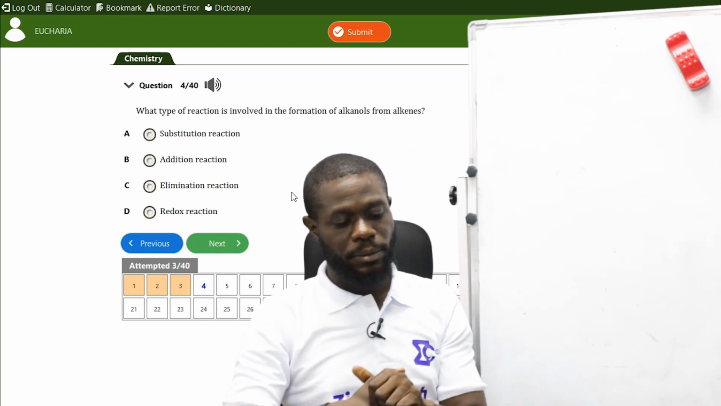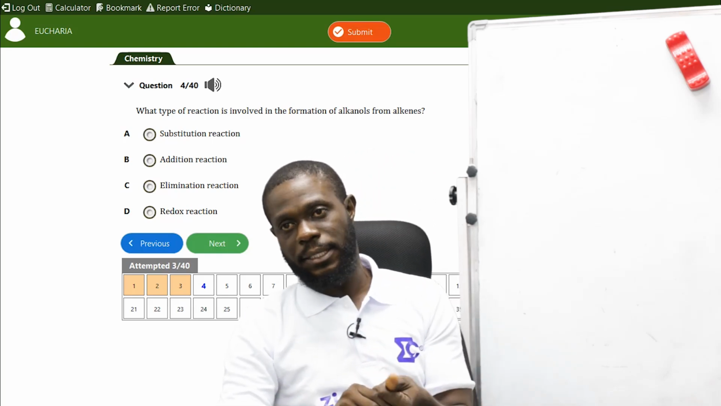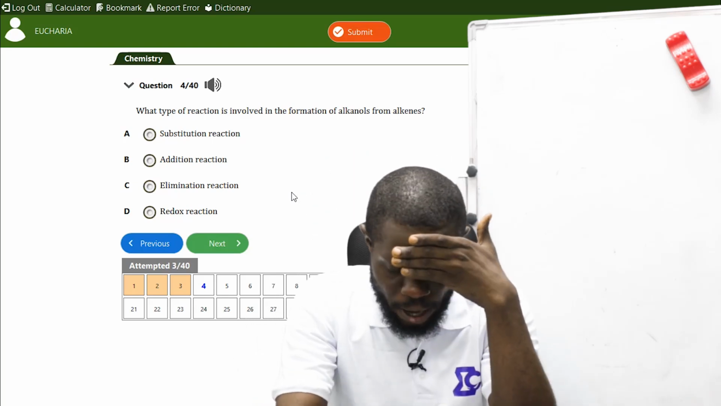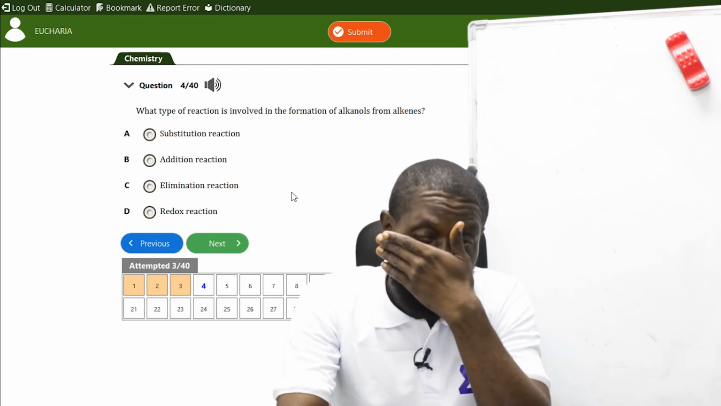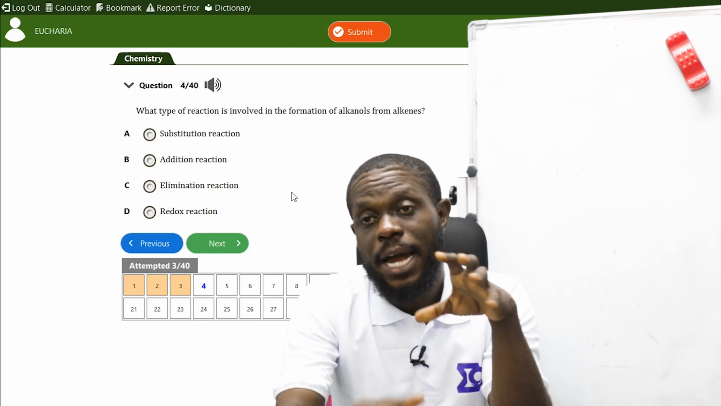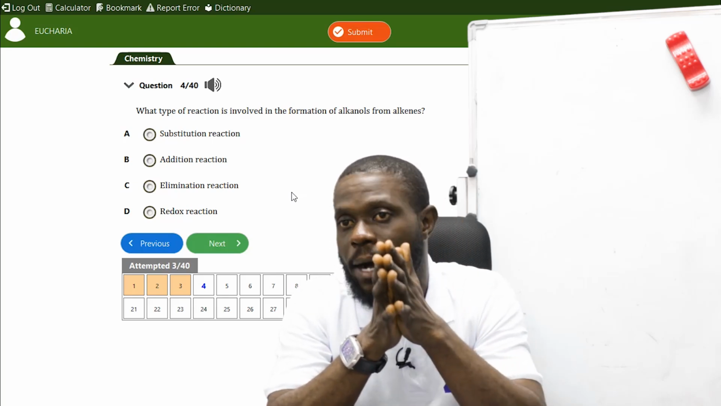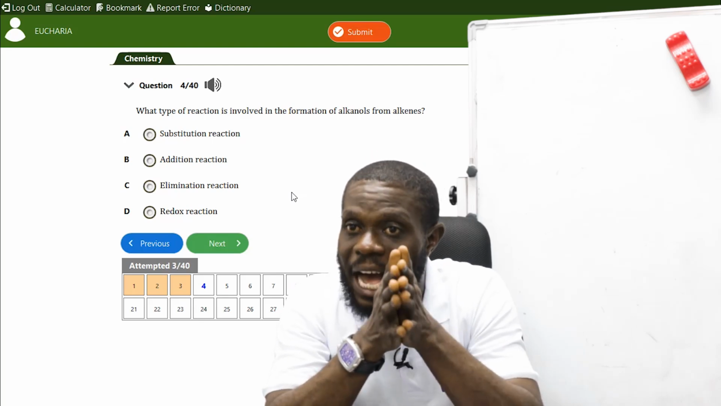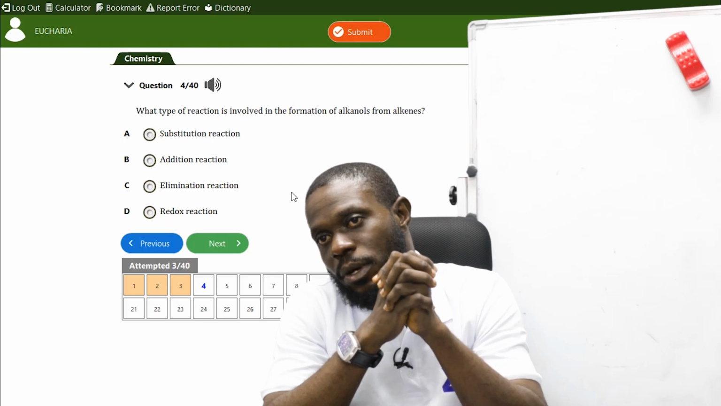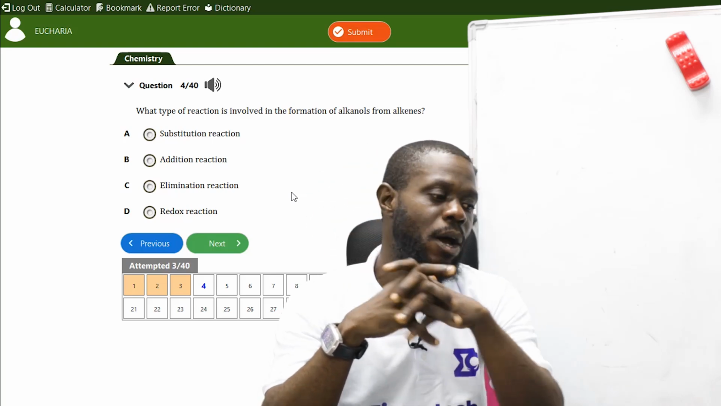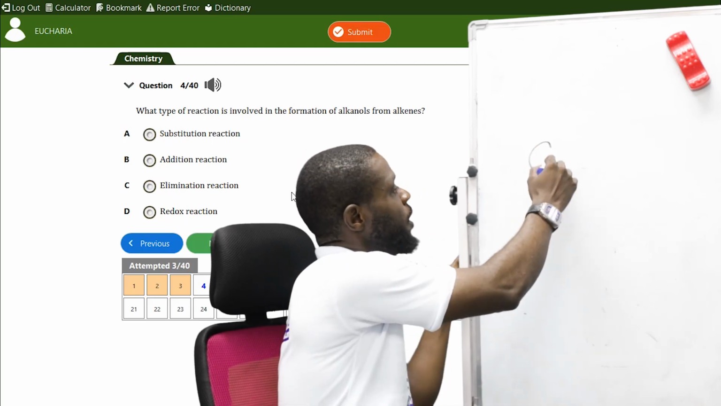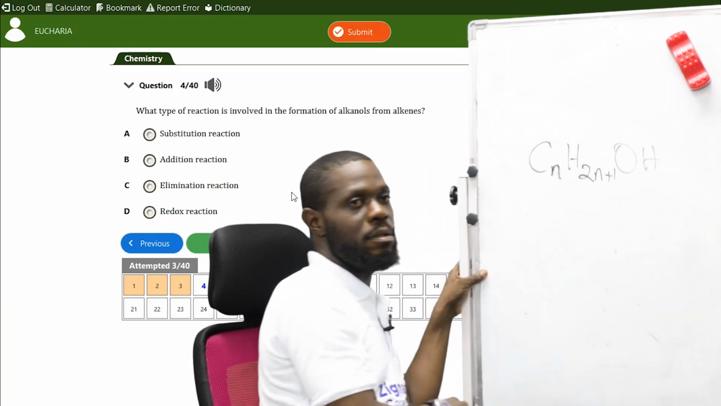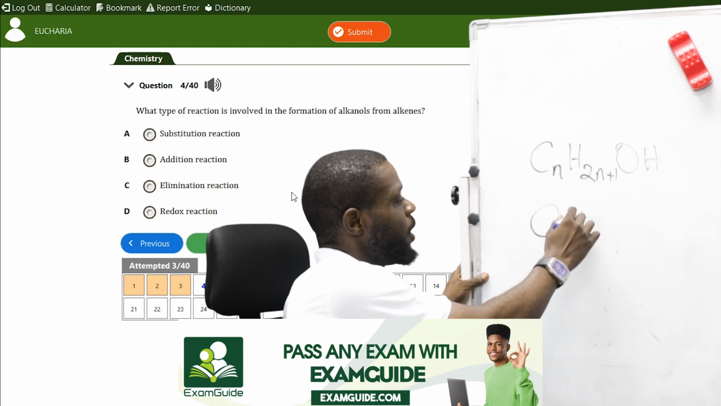Now, addition reaction is a reaction that adds compounds together to form a new compound. Now, they say alkanols from alkanes. Alkanols have a molecular formula of CnH2n+1OH, while alkanes have a molecular formula of CnH2n.